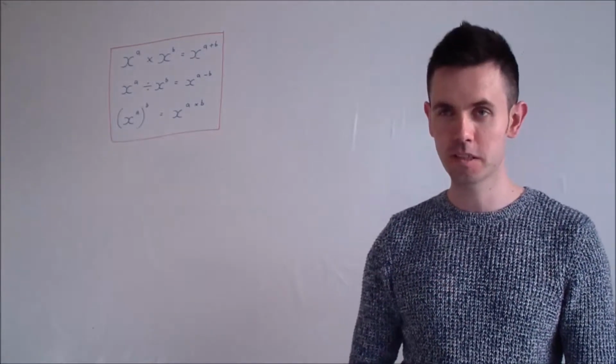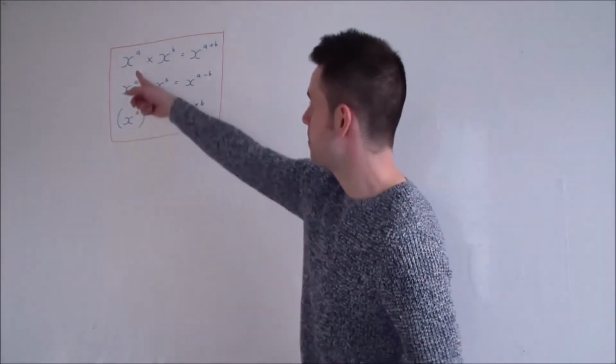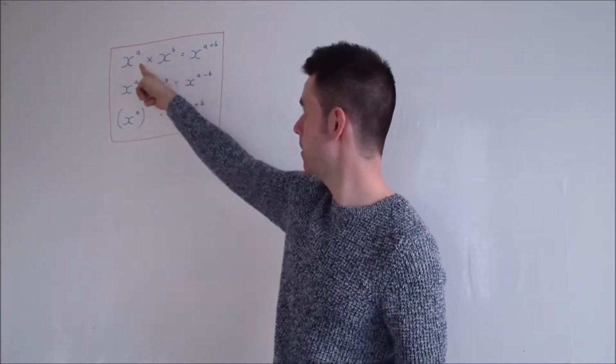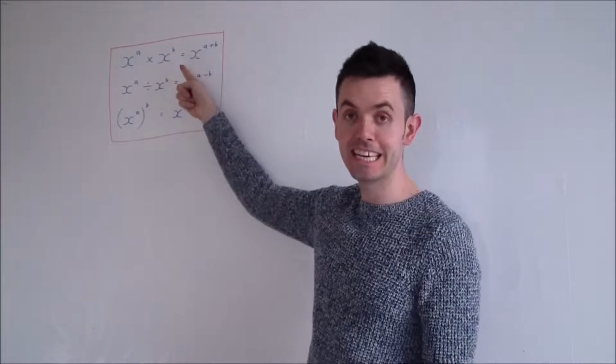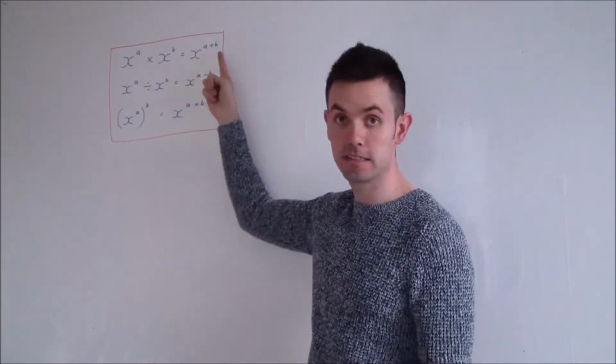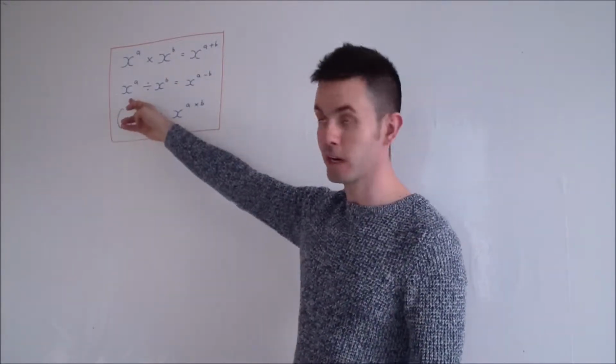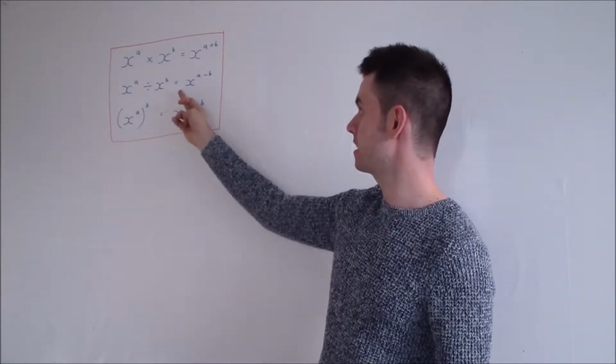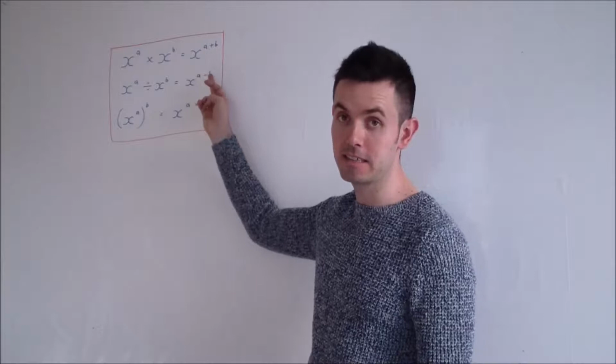Index laws, and you will know some of these laws already. If the base number is the same, in this case x, then x to the power a multiplied by x to the power b is x to the power a plus b. Likewise, if you have x to the power a divided by x to the power b, the answer is x to the a minus b.